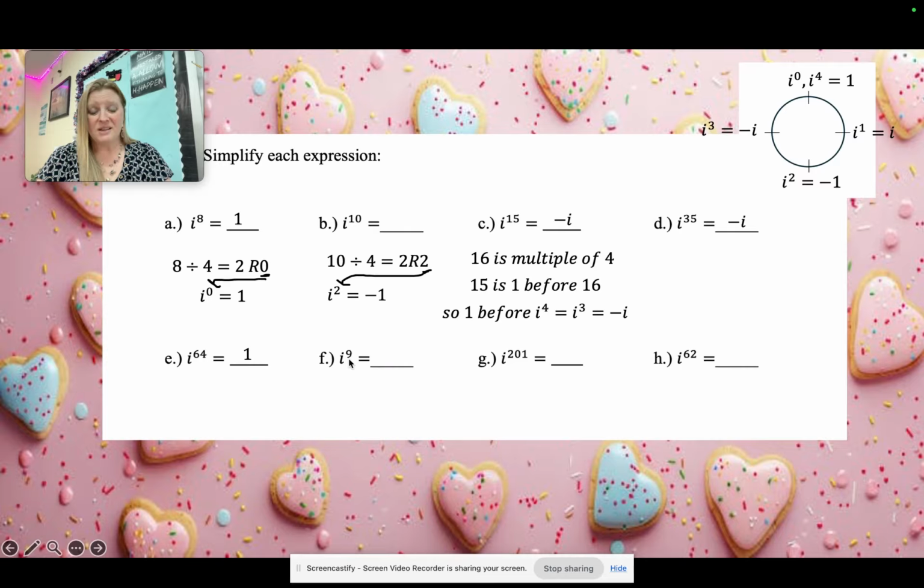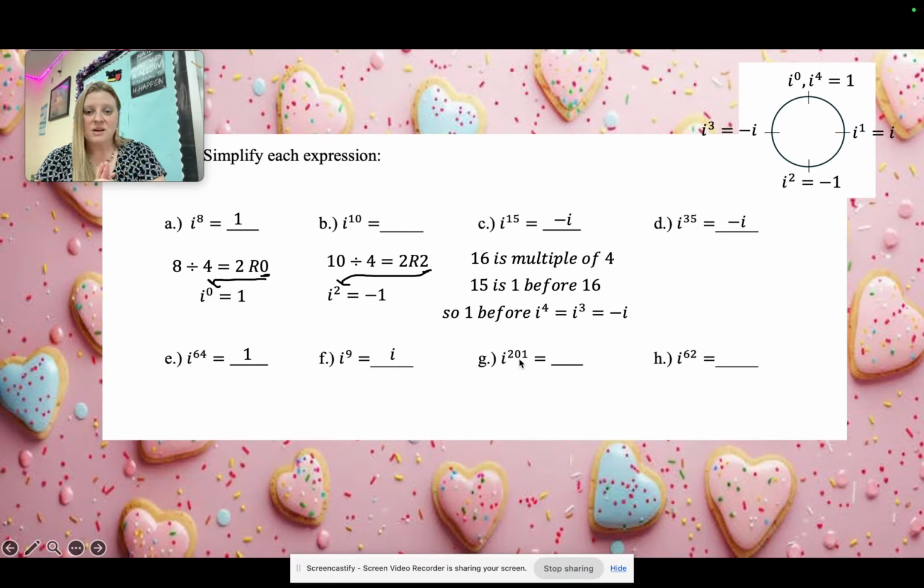All right. i to the 9th, now I know that that's just 1 more than i to the 8th. So i to the 8th would be up here, and 1 more than that would be right here. There's a lot of different ways to do this, and every kid's different, so you just have to figure out: does it work better for you to do the division and use the remainder technique to figure out what exponent you're actually at? Or does it work better to think, okay, what's the closest multiple of 4, and I'll just go backward or forward from there?